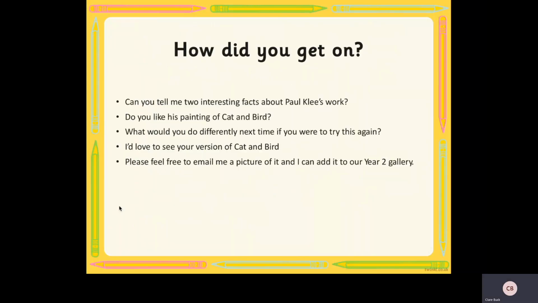How did you get on? Can you tell me two interesting facts about Paul Klee's work? And do you like his painting of Cat and Bird? Perhaps you're not a fan of this style of painting. What would you do differently next time if you were to try this again?